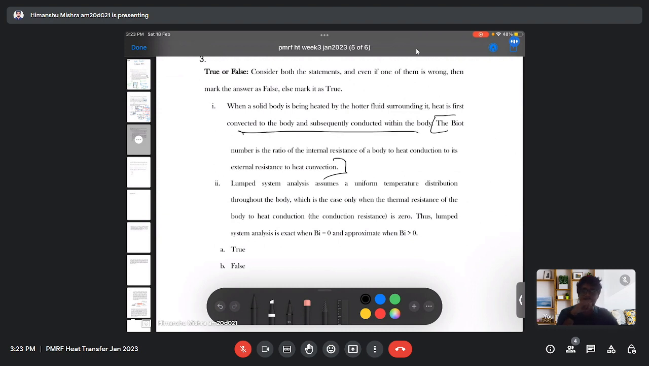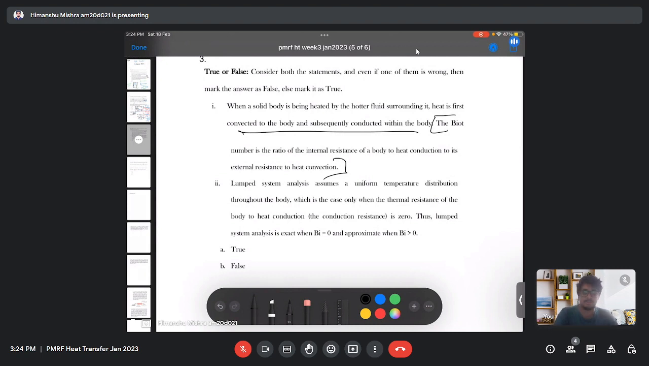But is the remaining one correct? Remaining statement is correct or incorrect as per you? That there is a system and there is a surrounding fluid. Yeah, I think this is true because convective and conductive resistances we consider when we encounter these type of problems in heat exchanger. Yeah, so the statement is true indeed.